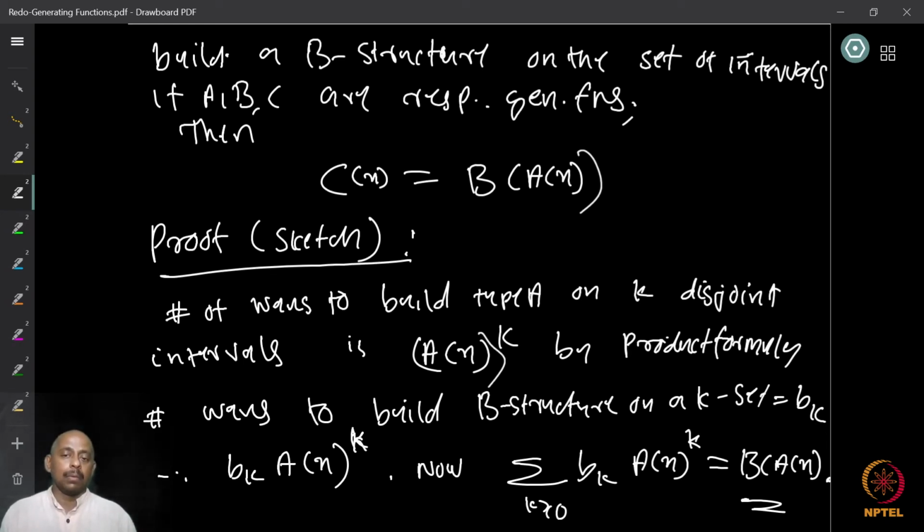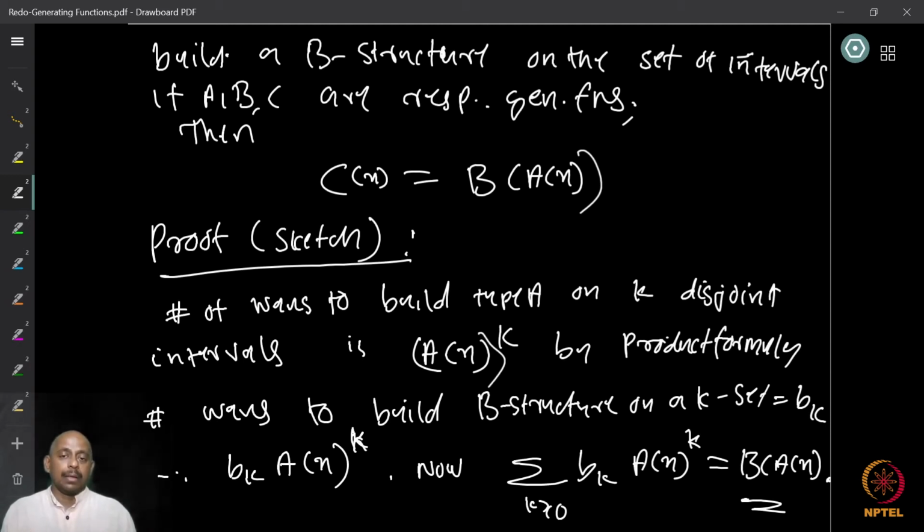Now how many ways can we do that? That is precisely b_k ways, on a k element set. Because we are partitioning into exactly k intervals, and each interval I am considering as an element, and then I am going to put a B structure on this. So there is precisely b_k ways to do that. For any fixed k, I have exactly b_k ways to build a structure once I get the k objects of the type A from this. So there is precisely b_k ways to do that.